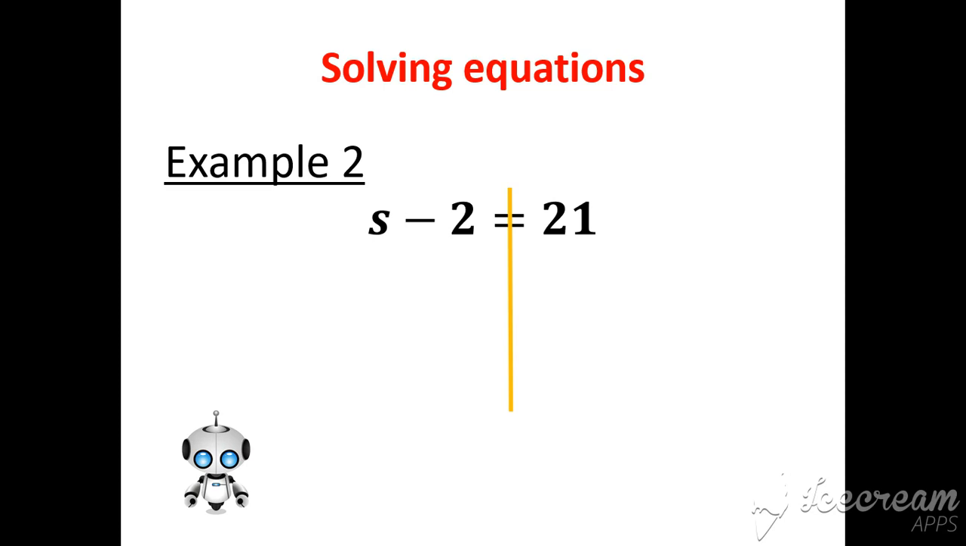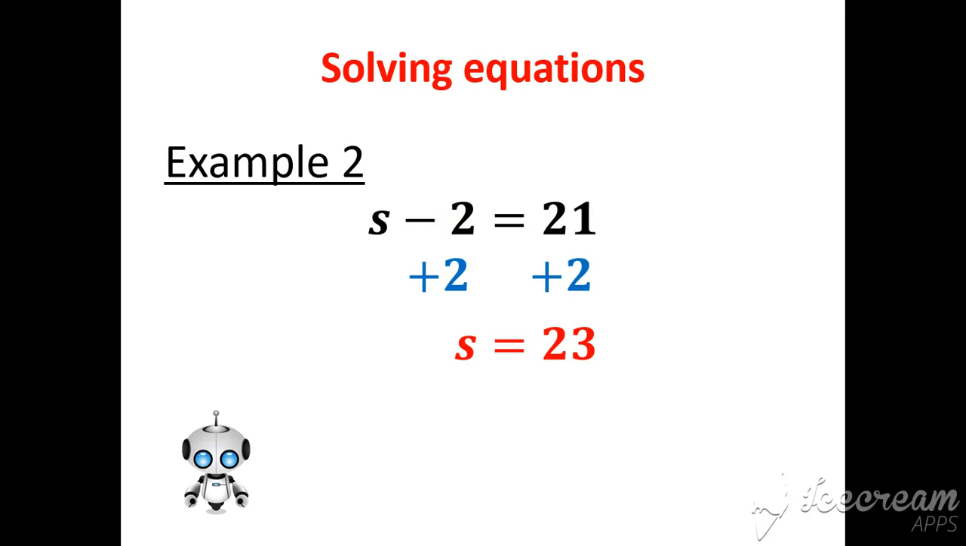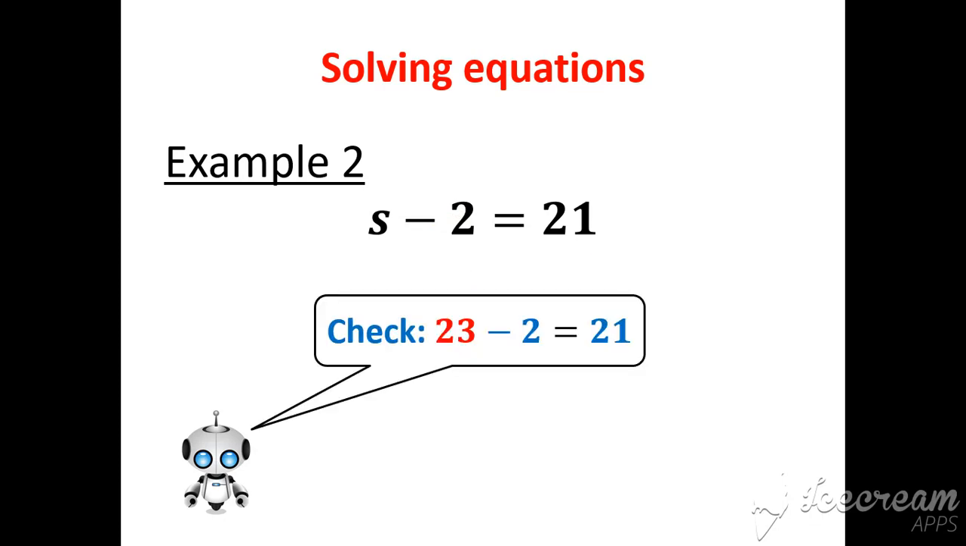Right, line down the middle. See this take away 2? We're going to add 2, which is the opposite of subtracting 2. But if we plus 2 on the left, we must plus 2 on the right. Now on the right, 21 plus 2 is 23. On the left, minus 2 plus 2 makes 0, so they cancel to 0. That just leaves me with the S on the left, so S is equal to the number 23. And again, a quick check to see if 23 is the right answer.